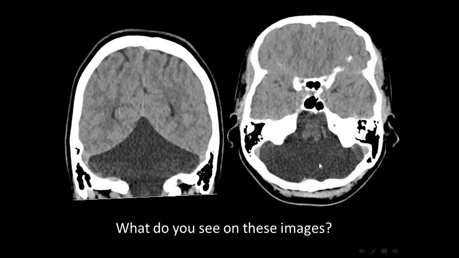This is a coronal image and this is an axial image. Even on the axial image, we don't see anything at the cerebellar area. We just see here the brainstem, part of the brainstem here. So, where is the cerebellum?